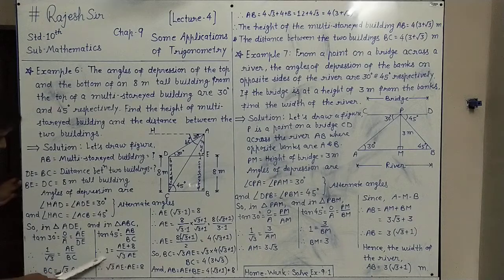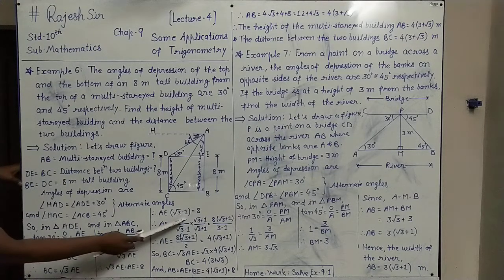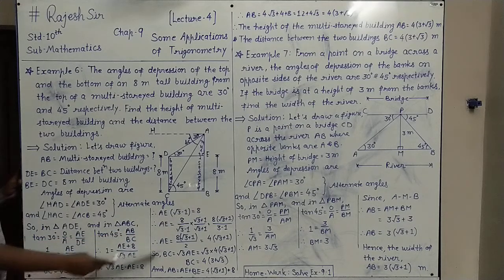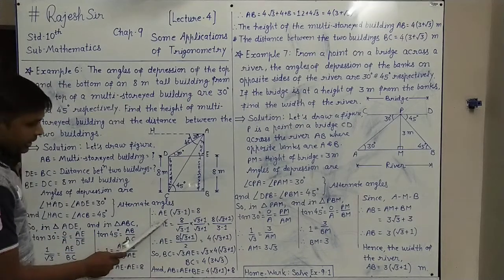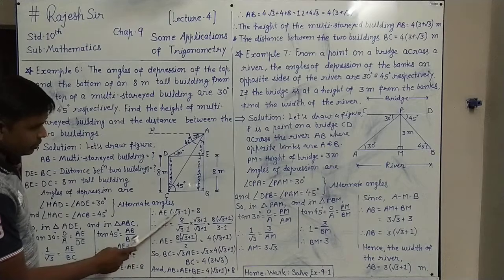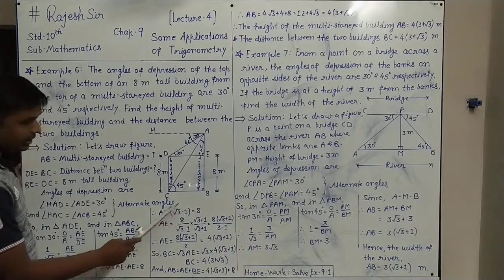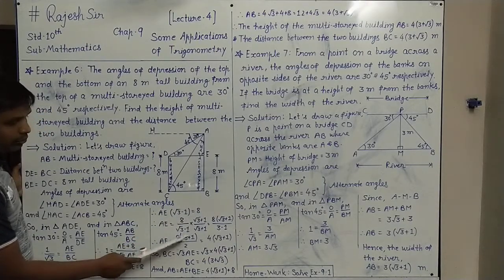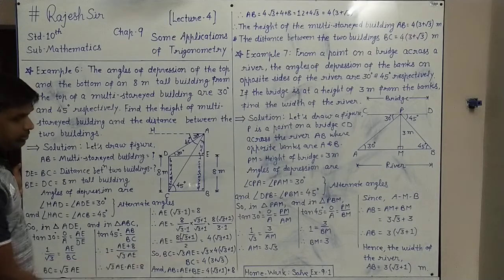Now cross multiply here also: root 3 into AE into 1 is root 3 AE, equals AE plus 8. Taking AE from the right to the left, root 3 AE minus AE equals 8 is remaining. So AE is common on the left side, and we have AE into root 3 minus 1 equals 8. So AE equals 8 upon root 3 minus 1, since root 3 minus 1 is multiplied with AE and goes down.